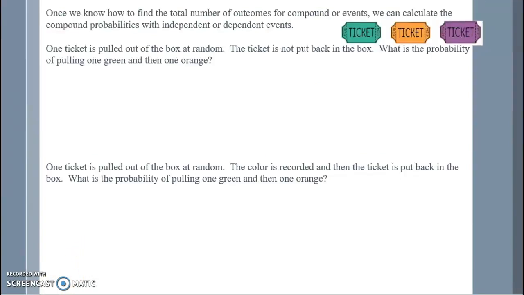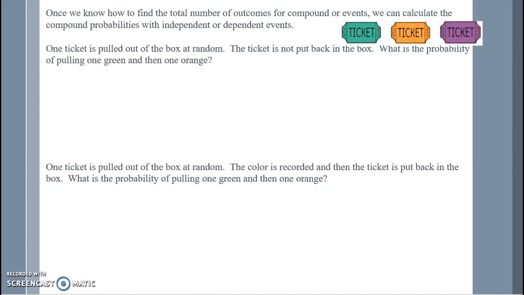Once we know how to find the total number of outcomes for compound events, we can calculate the compound probabilities with independent or dependent events. So let's say we have the following tickets, a green, an orange, and a purple. One ticket is pulled out of the box at random. The ticket is not put back in the box. What is the probability of pulling 1 green and then 1 orange?